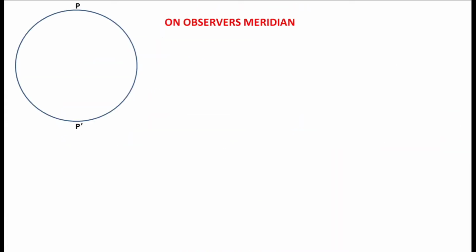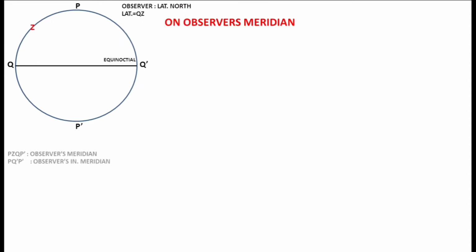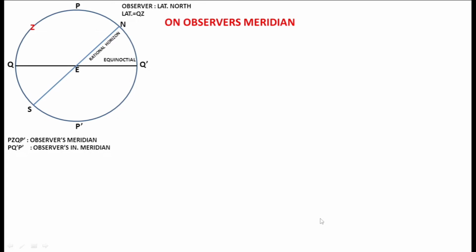Now on the observer's meridian again, equinoctial, zenith, observer north, and the side your zenith is, that is your meridian, the observer's meridian; the other side is the inferior meridian. Equinoctial, and a celestial body on the observer's meridian. Knowing the altitude of a body on your celestial meridian, we can find out our latitude.